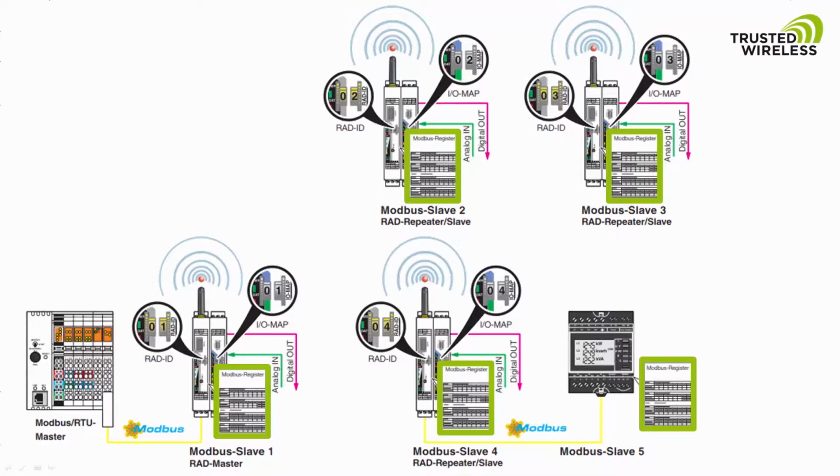I/O extension modules can be connected to any station in the network. All I/O data of the extension modules are stored locally in the Modbus table of the respective station. At the same time, you can connect additional third-party Modbus RTU slaves to each radio station via RS-232 or RS-485 and access them via the respective Modbus address.